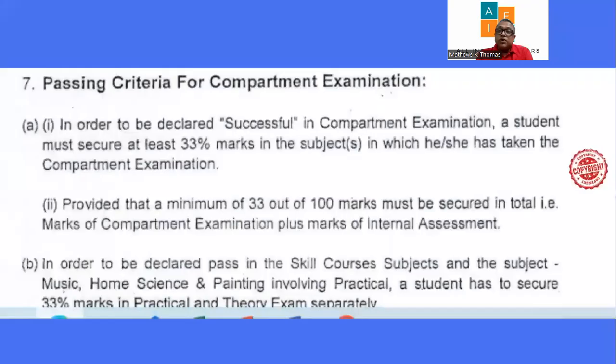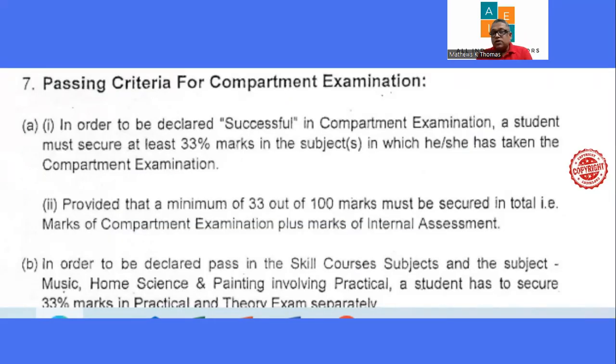Now comes a very important criteria for the passing. That is, in order to get passing, he has to get 33% in each subject. So he is giving compartment in 1 subject or 2 subjects. So he has to get 33%, provided that a minimum of 33 out of 100 must be secured in the total, right? In the total, that is compartment exam plus whatever he has got in the internal, he should get 33. So suppose he's got 15 marks in the internal assessment, he has to get 18 marks in the compartment so that it becomes 33 and he passes, right?